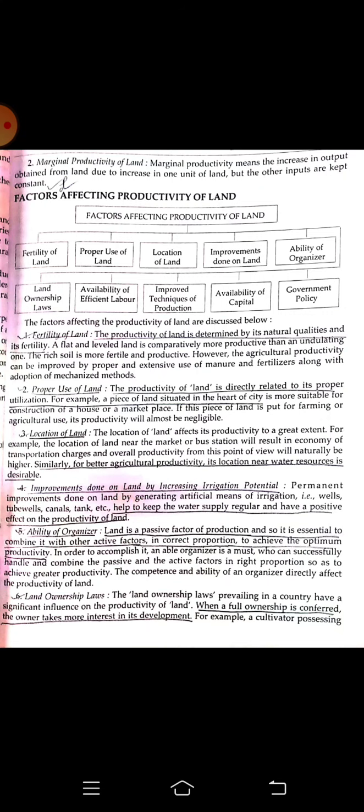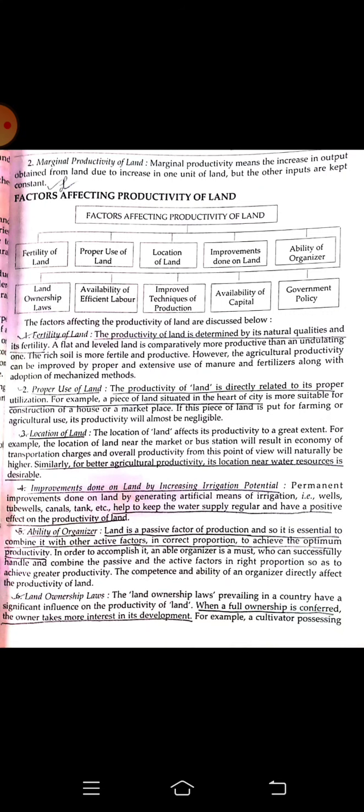Land ownership laws. This means that if somebody is going to work on somebody else's piece of land, then that laborer is not going to work that hard for the other owners. But if the owner himself is going to work on his own land, then the owner will work more on his own farm. So this is titled as land ownership laws.